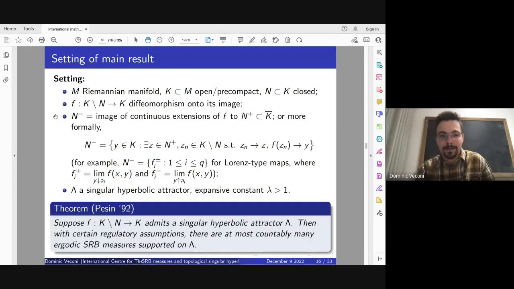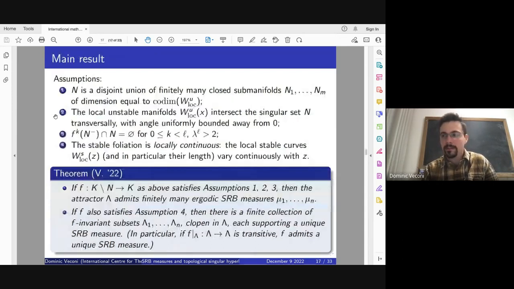So it was shown before that singular hyperbolic attractors in general admit at most countably many ergodic SRB measures, but with certain assumptions we can actually show there are finitely many, and those assumptions are this.